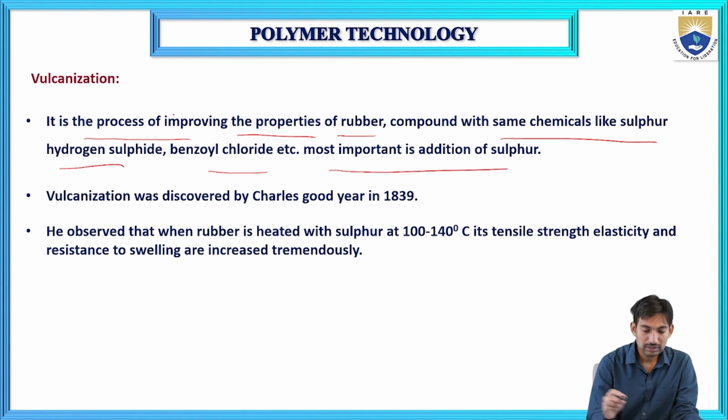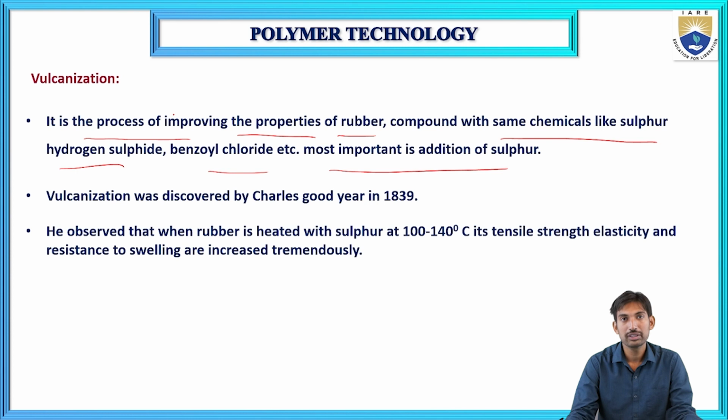It is the process of improving the properties of a rubber. We improve the properties of a rubber by adding chemicals like sulfur, hydrogen sulfide, benzyl chloride, and if you add this type of chemicals, the properties present in the rubber will be increased. That process is called vulcanization. Mainly the most important addition is sulfur.